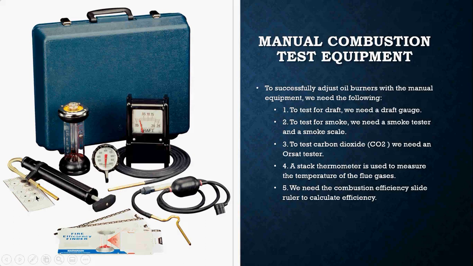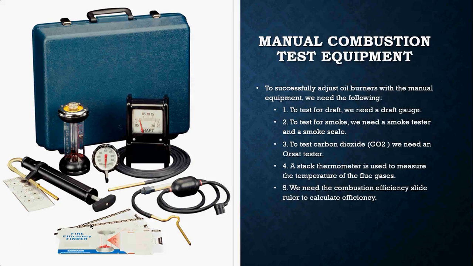You're going to need our carbon dioxide tester, better known as an Orsat tester, which is this guy right here. This guy and our pump all go together. The stack thermometer, which is used to measure the temperature of the flue gases, is right here. That stack thermometer is going to range from 200 to 1,000 degrees. We need a combustion efficiency slide rule to calculate the efficiency, which is right down here. So all of these components are your manual testing equipment.